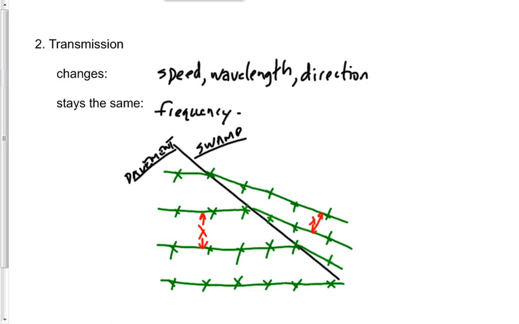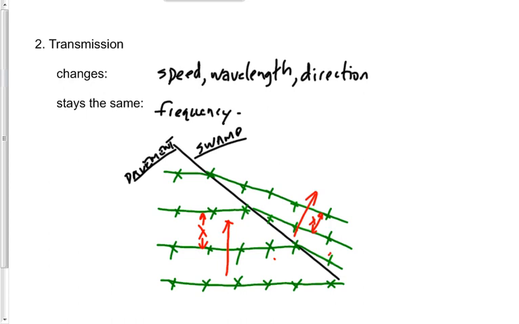Direction also changed. They were going this way. Now the wavefront is going this way. So when they go from one medium, pavement, to another medium, swamp, they change speed, they change wavelength, they change direction. Got it? What hasn't changed here?